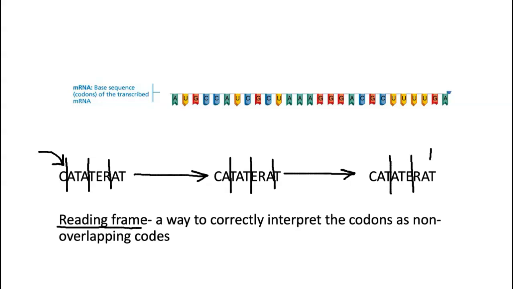So in this third reading frame, this makes sense to us. We have meaning for those 3-letter words. And this is what the ribosome has to do with the codons. It has to determine what is the proper reading frame, because cat ate rat is very different from what this says, and it's very different from what this says.